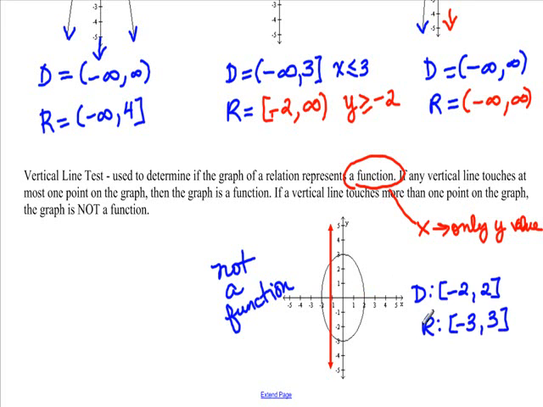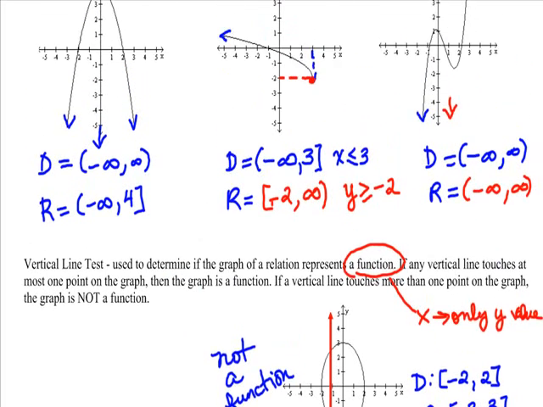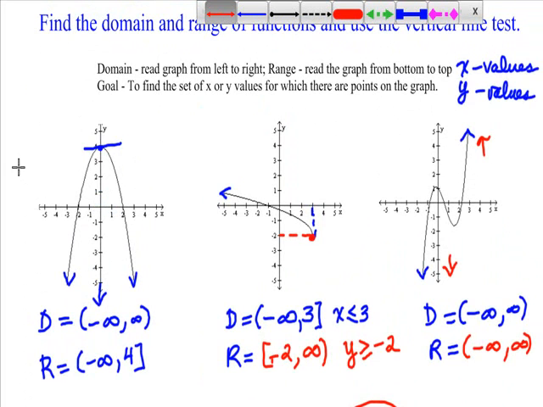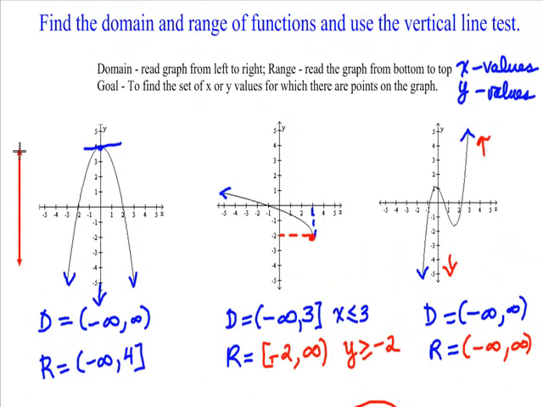Now, what about the graphs up above? Were those functions? Yes, because if I take my vertical line and run it across my graph, notice that I'm only touching one point. I go to this next graph, it only touches one point on the graph. And lastly, this polynomial only touches one point on the graph. So all of those are functions.